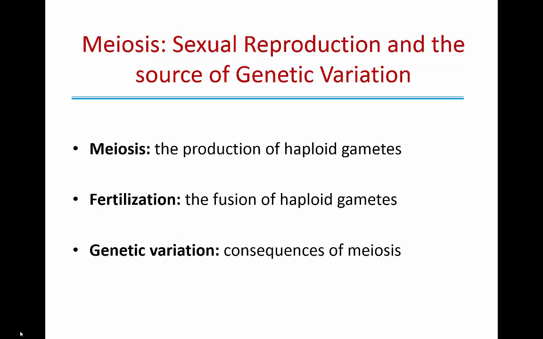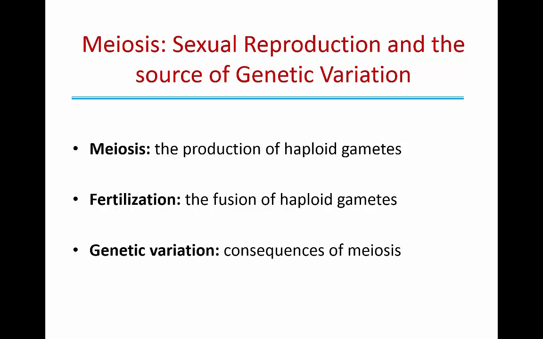Now let's talk about meiosis. So meiosis involves sexual reproduction, and sexual reproduction really has two main aspects to it. First of all, the actual process of meiosis, which is how haploid cells called gametes are formed, and then fertilization. So two gametes will join together to form a fertilized embryo, creating the next generation.